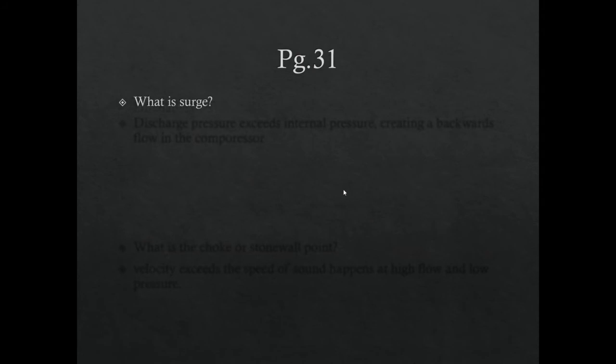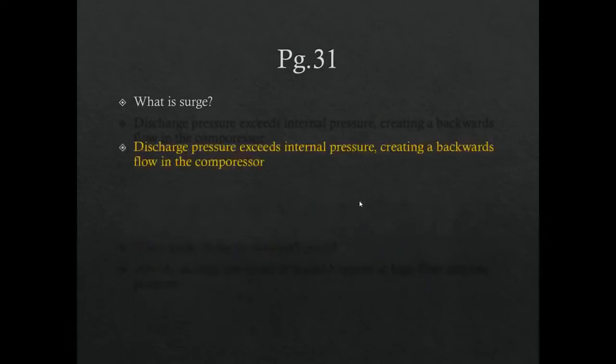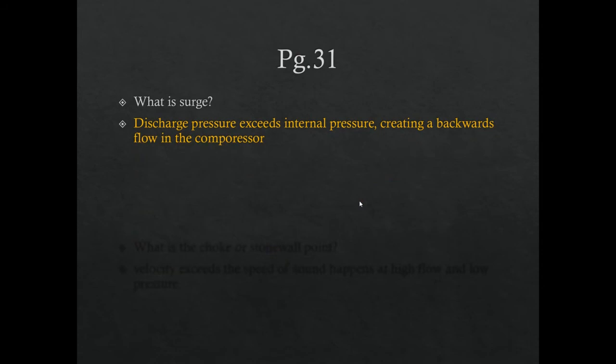Issues. With a centrifugal compressor, we have something called surge. Does anyone know what surge is? This is kind of set up for a classroom where I can pick on somebody, but I don't really have anyone to pick on, so no volunteers. Surge is a condition that occurs when the discharge pressure exceeds the internal pressure, creating a backwards flow in the compressor. Surge is not a good thing in a compressor. You may have been around a compressor that surges, and surging compressors are easily identifiable by the surging noises they make. That's one of the major problems we have to look out for with a centrifugal compressor.